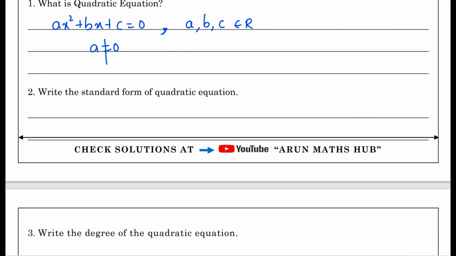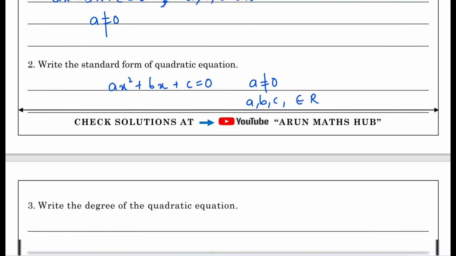Second question, what is the standard form of quadratic equation? Do try to answer it. It is ax square plus bx plus c equals to 0, and you should write the important condition a should not be equal to 0, where a, b, c belong to R, that is real numbers.